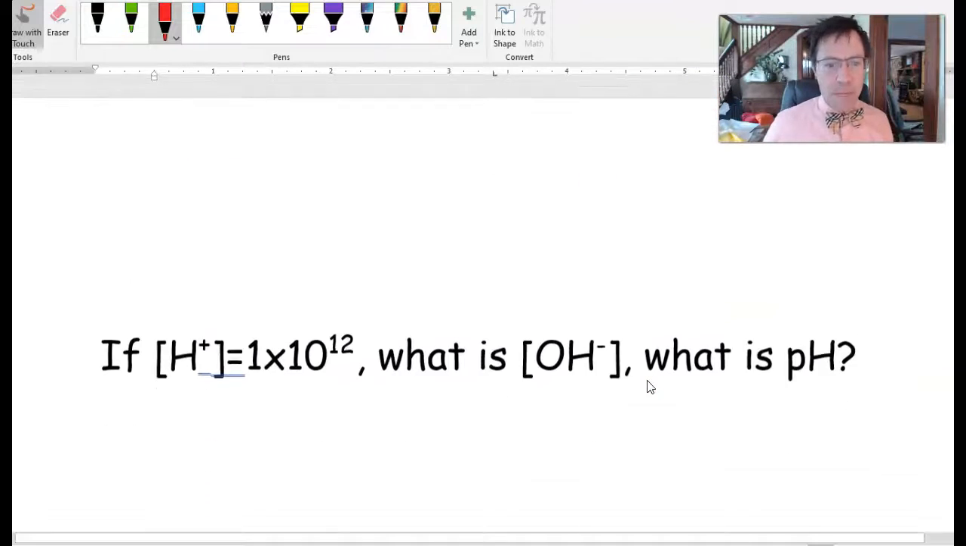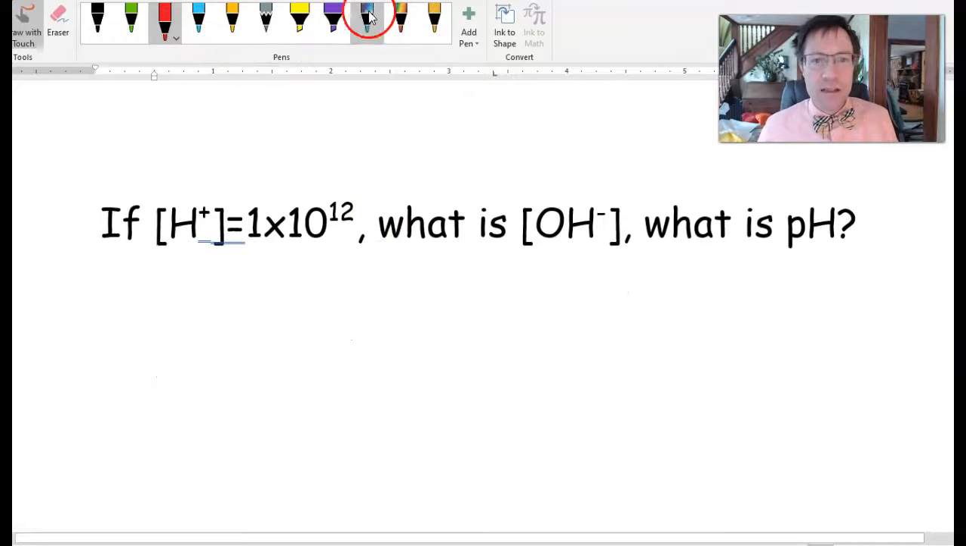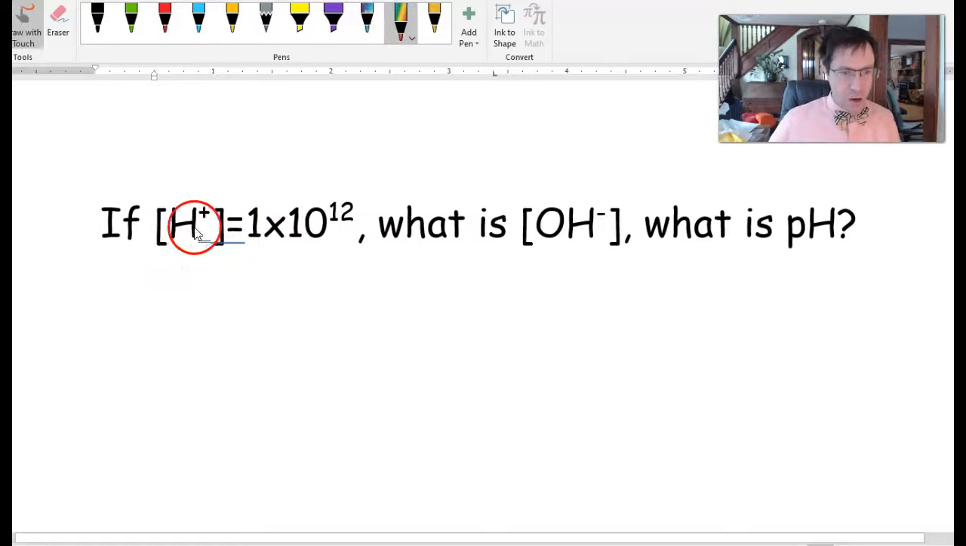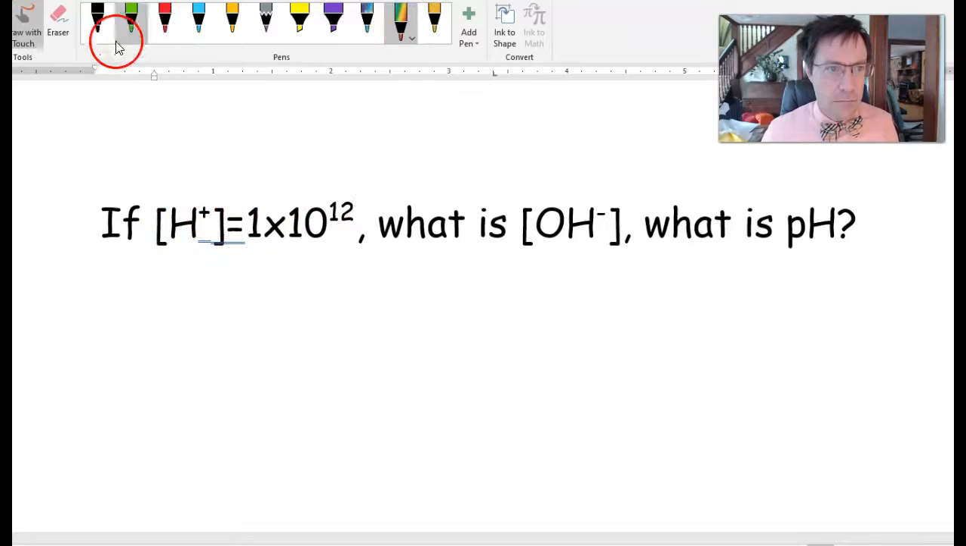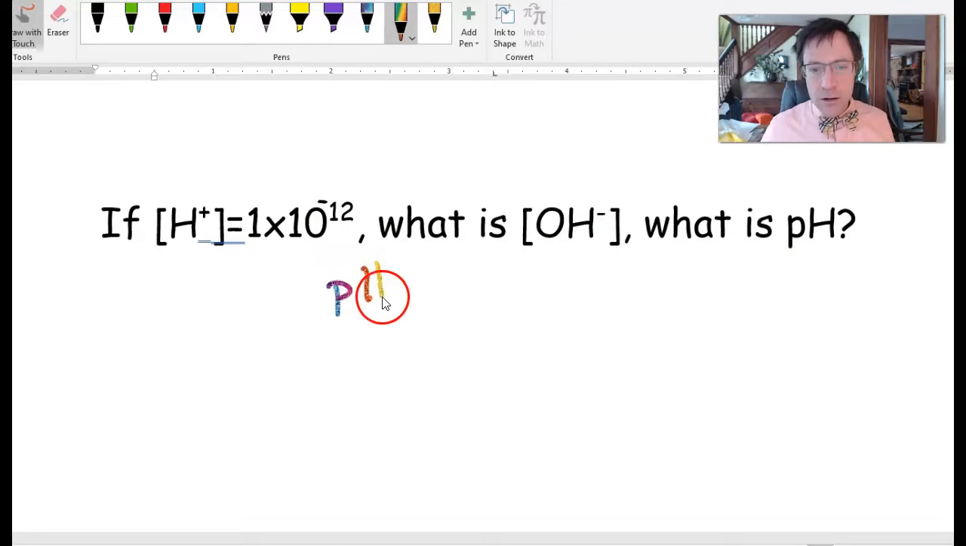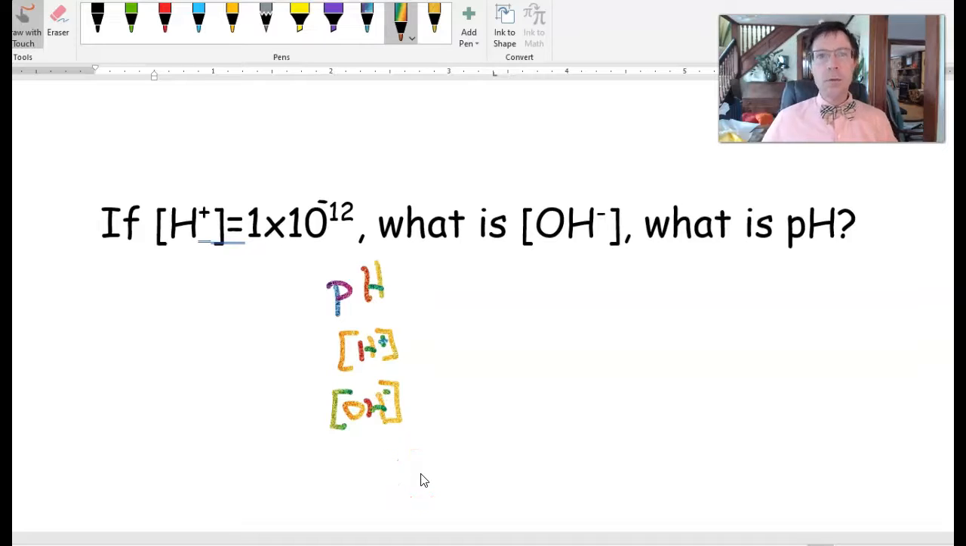But let's do a couple of practices here. Let's do rainbow pen. Okay, so if hydrogen is 1 times 10 to the minus 12, what is the hydroxide ion concentration? What is the pH? Well, man, we can do this. Remember, we have our like tower here of like interconnectedness. Pretend there's a little plus. All right, man. We know how these three things are related. So what are we given?